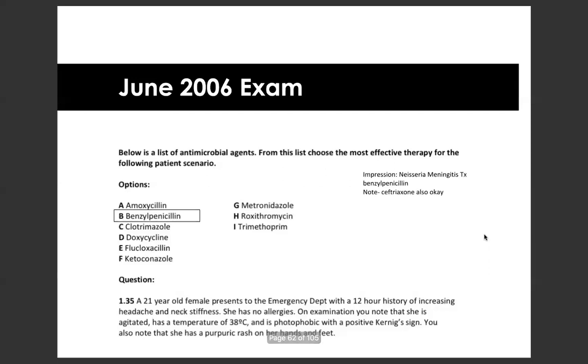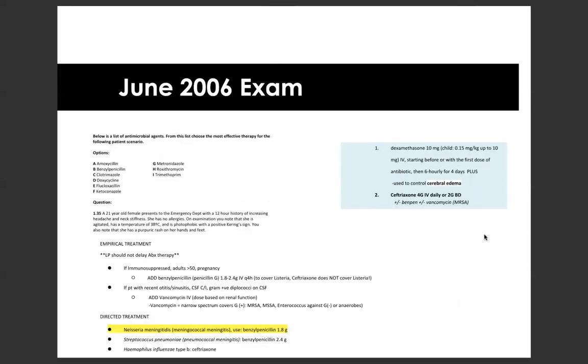Yeah. So this is Neisseria meningitidis, so the signs of meningitis, the neck stiffness and headache. And you know it's more specifically Neisseria because of that purpuric rash, which is classic. The targeted antibiotic treatment is benzylpenicillin, although you can argue ceftriaxone would also be okay. But if you look more at the guidelines, the directed treatment for Neisseria is benzylpenicillin, although empirically you could use ceftriaxone with dexamethasone, and the dexamethasone is to control cerebral edema.